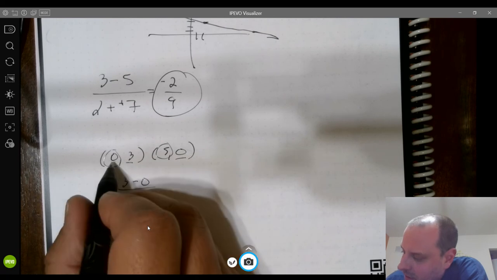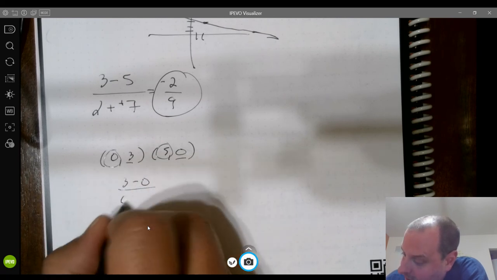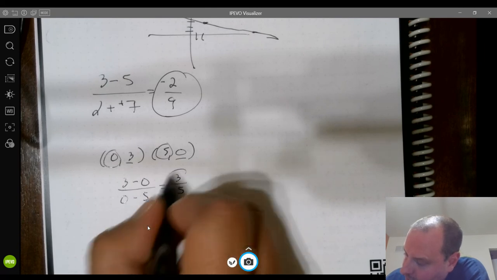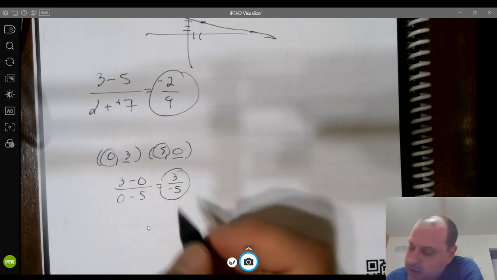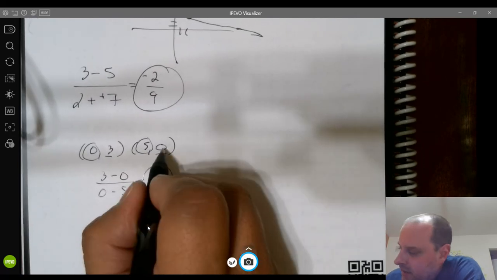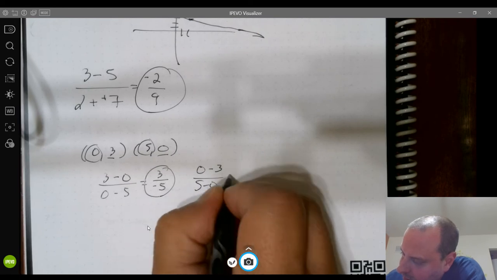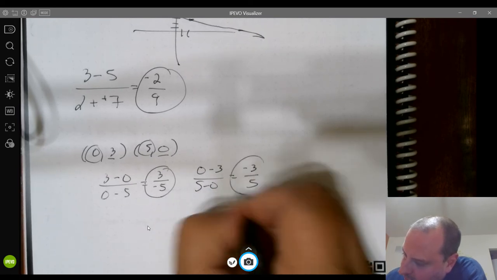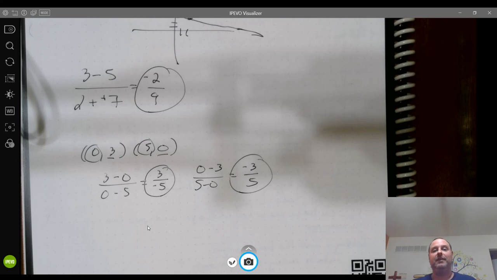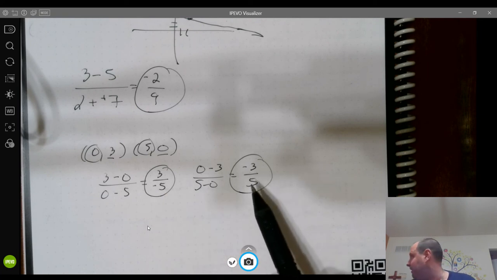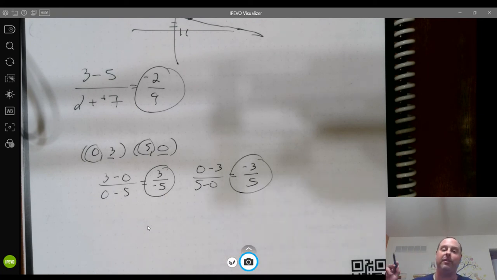3 minus 0, and then I have to go left to right, so I'd go 0 minus 5. So I'd get 3 over negative 5. Can I simplify that? No. What if you did the other way? Last one I'll do both ways. I'd go right to left. Okay, 0 minus 3 over 5 minus 0. You'd get negative 3 over 5. Same thing, negatives in a different spot. That means this one you'd go up 3, left 5. This one you'd go down 3, right 5. But it all turns out the same when you're graphing those points on a line.